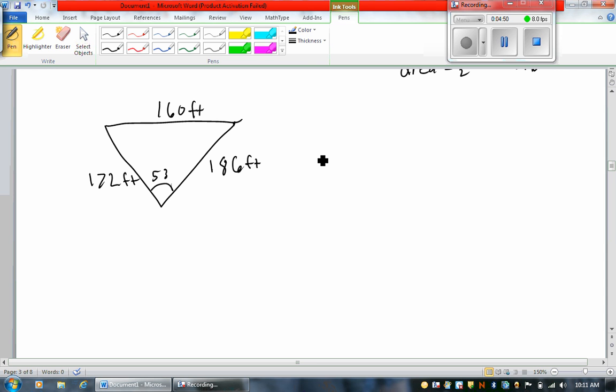Okay, so we have our formula for area. This time, instead of writing area, I'm going to abbreviate it as K. K is kind of a constant for area. Instead of writing A, we don't want to confuse that with angle A, so we say K equals 1/2 ab sine of C.